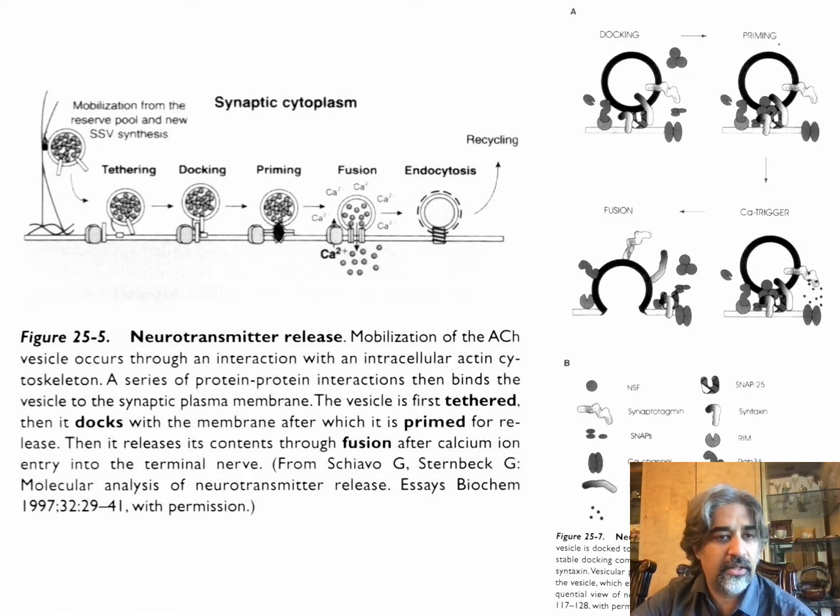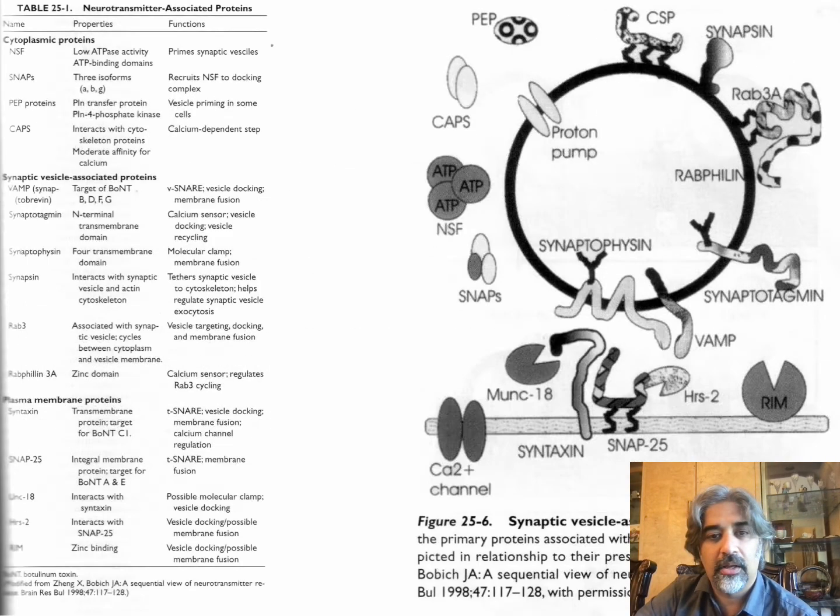So these are all the different stages, including tethering, docking, priming, fusion, and then eventually endocytosis to recycle the vesicles. And there's plenty of different proteins involved. These proteins are important because we've been developing neurotoxins to block these.